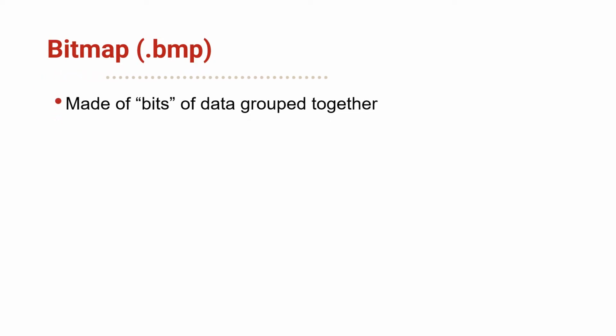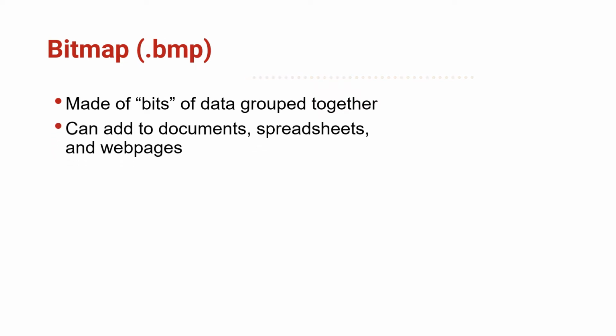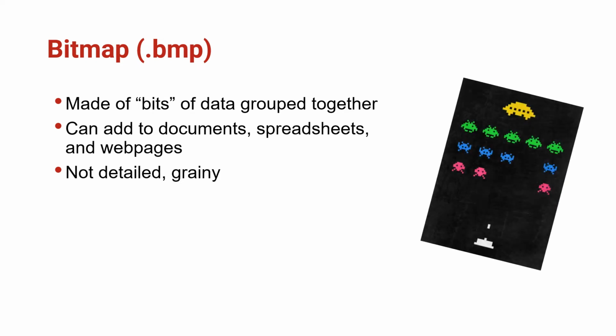Let's start with an older file called a bitmap. Its file extension is .bmp. Bitmaps are low-resolution graphics made of bits or dots of information grouped together. They usually look like they were drawn with squares on graph paper. Bitmaps can be added to Word documents or Excel spreadsheets or even web pages, or they can be manipulated with Photoshop, but generally they aren't used as often today because of their lack of detail. They often look dated or even grainy, as you can see in this bitmap image of a classic video game.